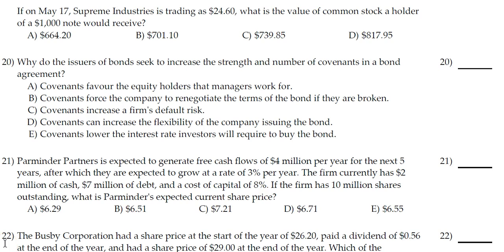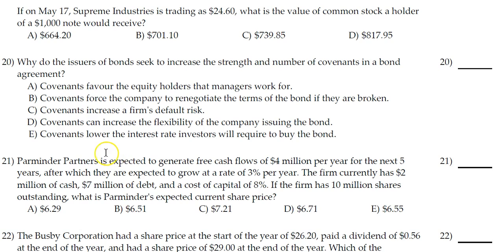Question 20. Why do the issuers of bonds seek to increase the strength of a number of covenants in the bond agreement? Answer A is covenants favor the equity holders the managers work for. That's not true. Covenants are intended to protect debt holders. B, covenants force the company to renegotiate the terms of the bond if they're broken. That's not true. They don't renegotiate the terms of the bond. They usually force the company to make certain decisions or stop them from doing certain things. They don't trigger renegotiation.